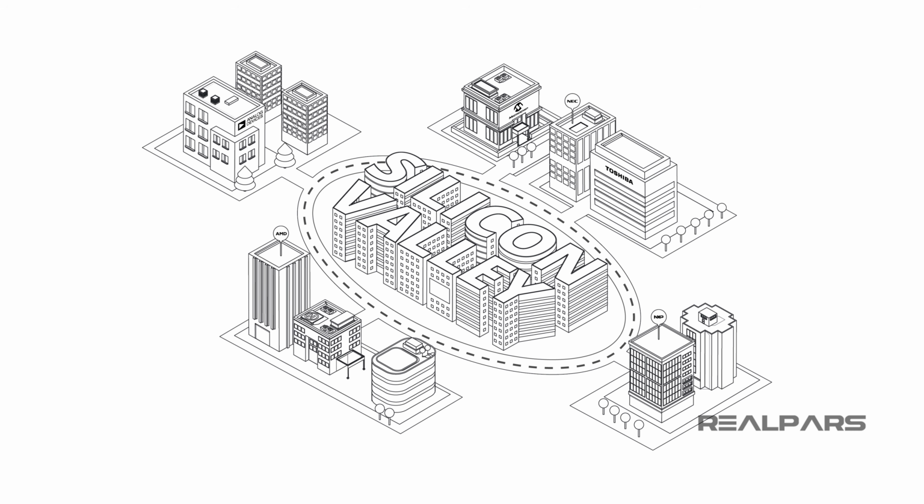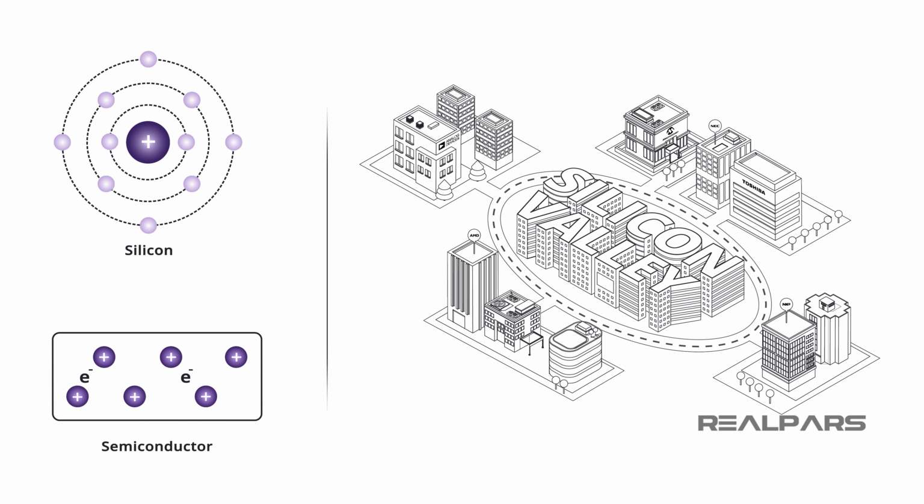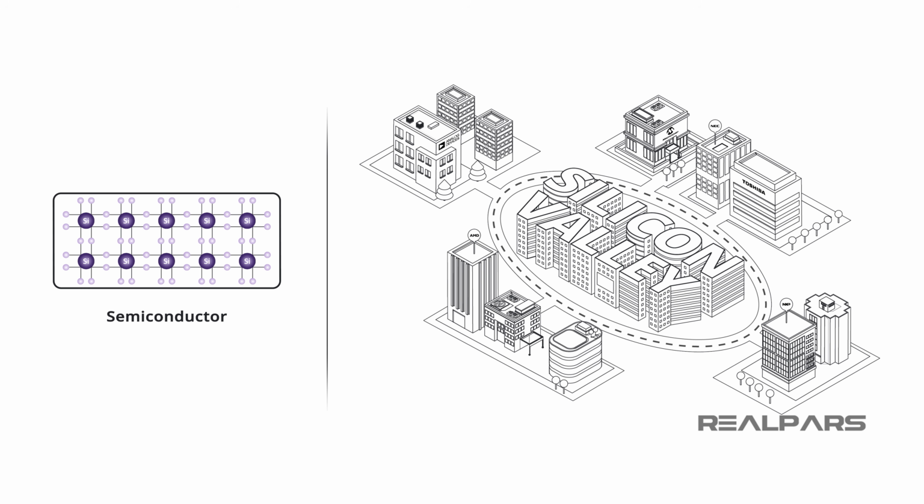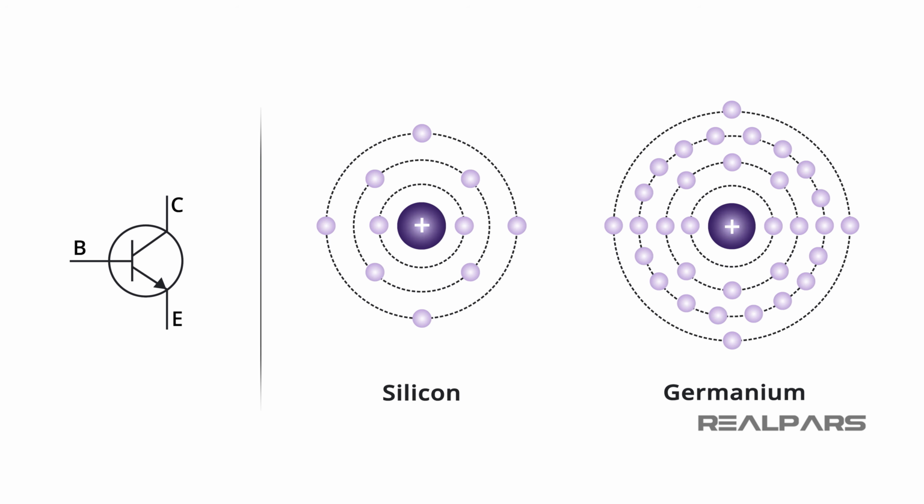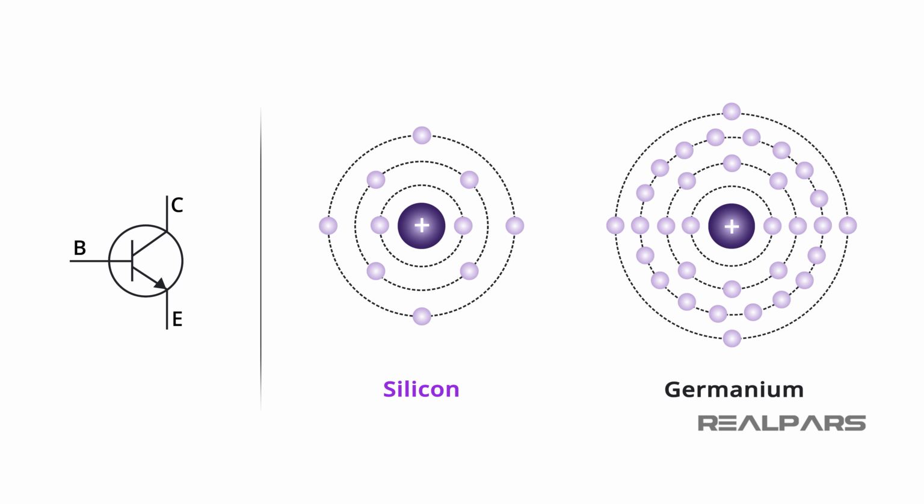Everybody has heard of Silicon Valley. Well, silicon is a semiconductor, and Silicon Valley is the home of a large number of inventors and manufacturers specializing in silicon-based transistors and integrated circuit chips. The majority of transistors are made of silicon. A small percentage of transistors are made from germanium, which is another semiconductor material.